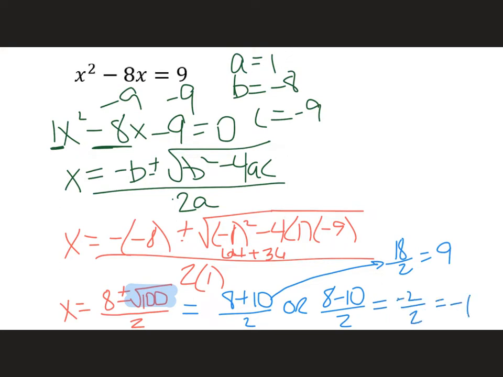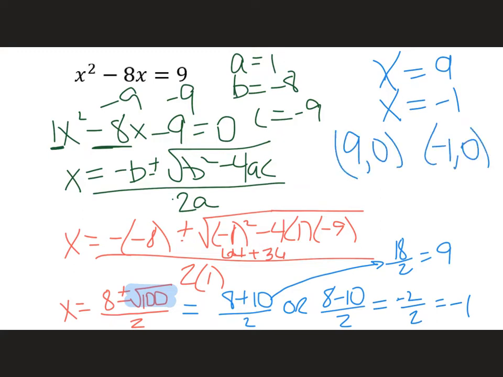So the solutions, or the zeros, or the x-intercepts, or the roots, however you want to think of it, they would use any of those terminologies. They would be 9, so x can either equal 9, or x could equal negative 1. Or you could write it as intercepts and say 9, 0, or negative 1, 0.